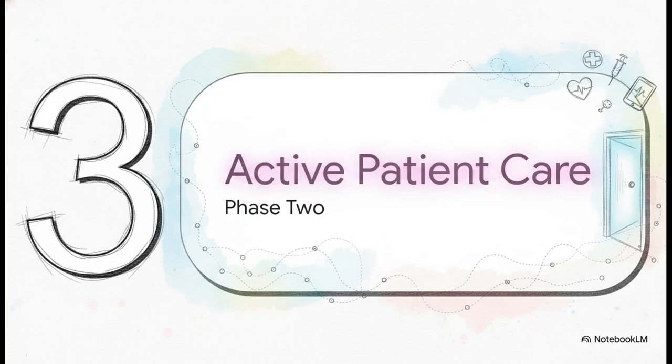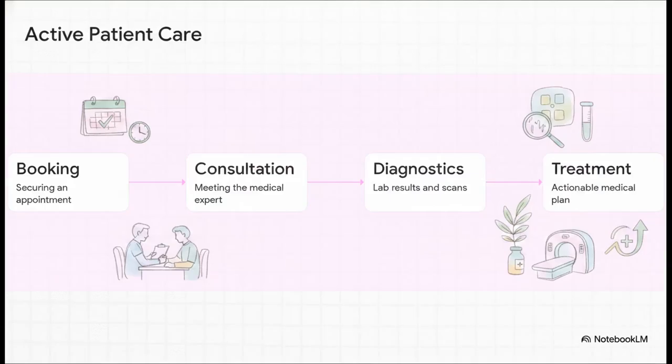And that brings us to Section 3, Phase 2, active patient care. Let's break down this crucial clinical sequence. Okay, so you've been triaged. Now you secure your spot through Step 1, booking. And nowadays, that's often done instantly via an app, totally skipping that awful game of phone tag we used to play. That booking seamlessly secures Step 2, your consultation. But today, a quick chat with a doctor is just the tip of the iceberg, right?